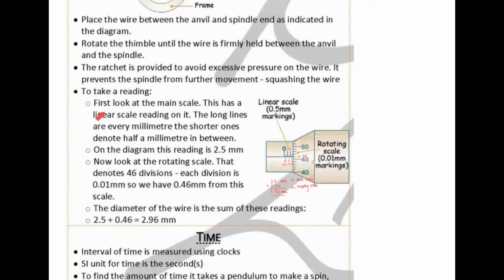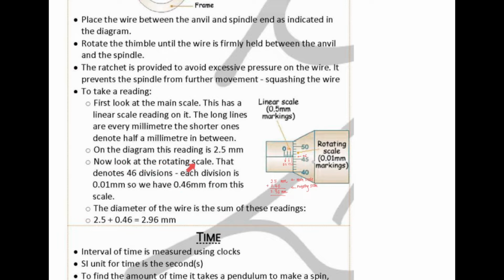Okay, so first look at the main scale. I already discussed with you. This has a linear scale reading on it. The long lines are every millimeter. The shorter one denotes half a millimeter in between. Like what I said, 0, the long line, 1 mm, then plus 1 mm again. So the short line is 0.5 millimeter. On the diagram, this reading is 2.5 mm. So this one we discussed already.